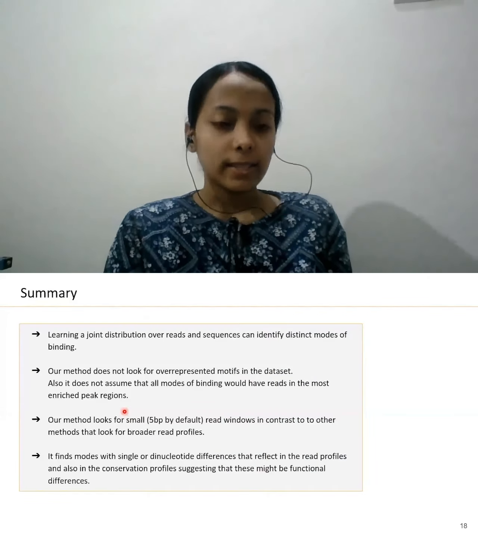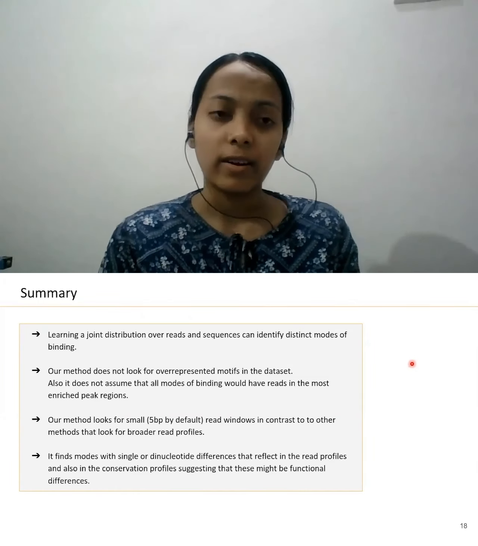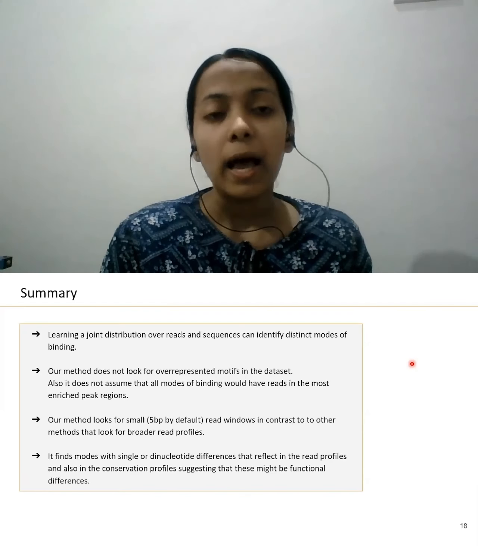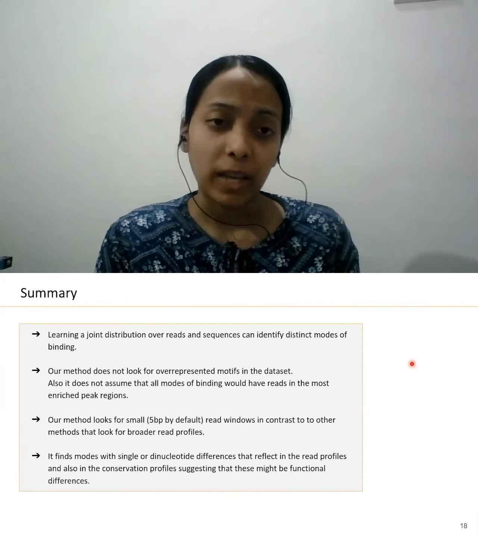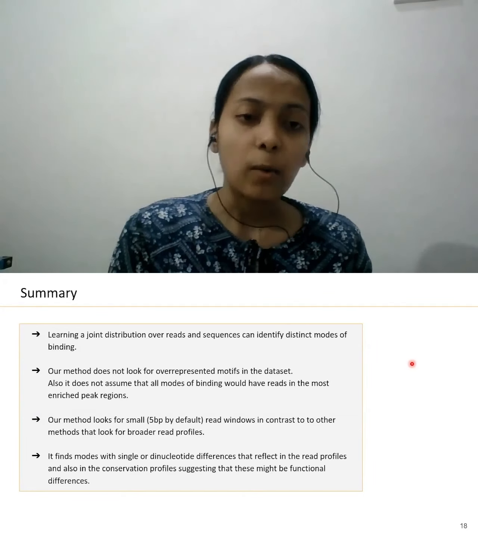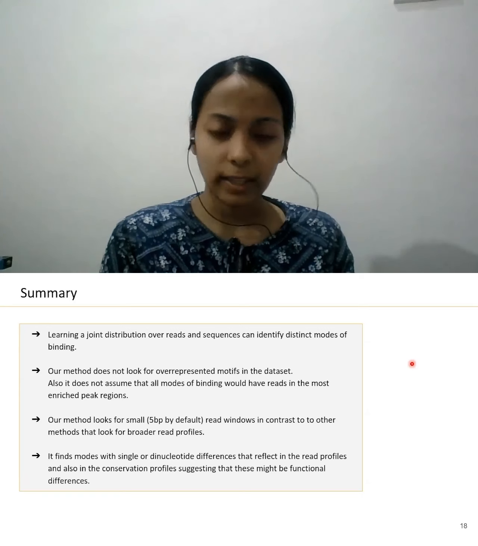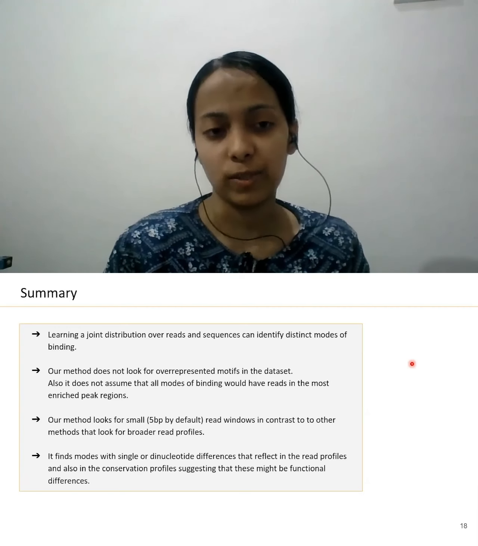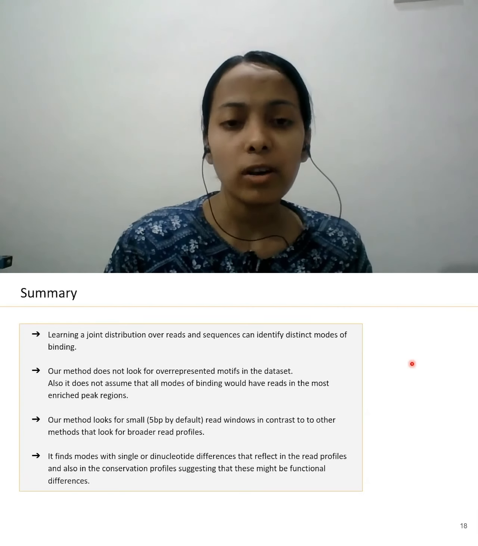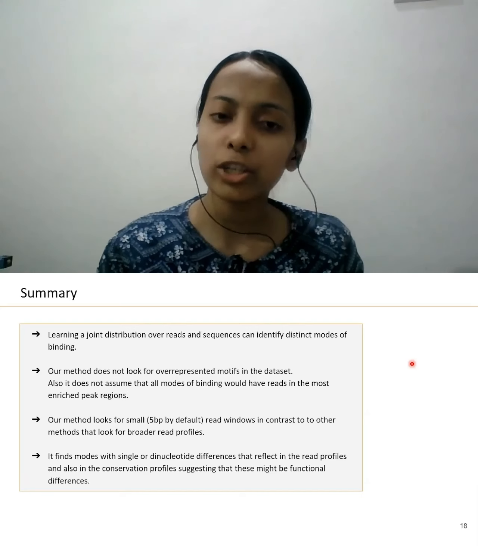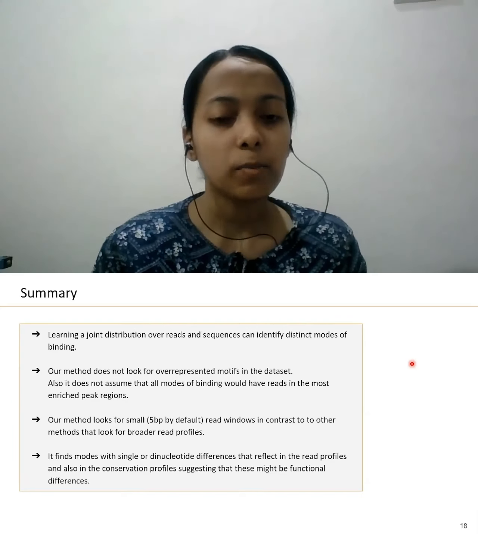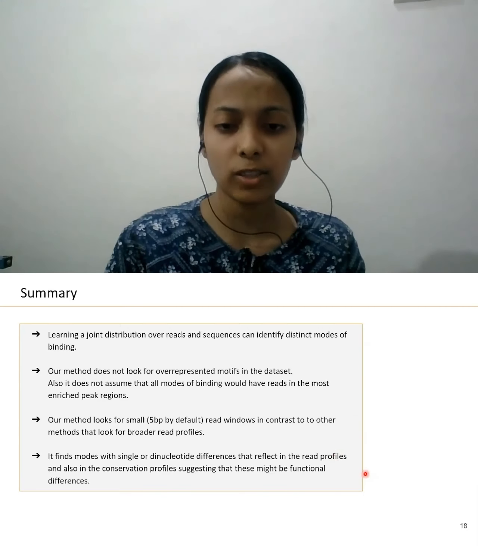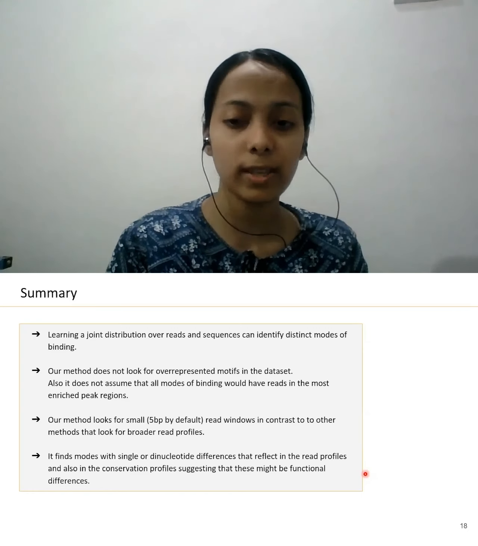Next, we see the summary. Finally, our method learns a joint distribution over reads and sequences and can identify distinct modes of binding. But they can be similar in one aspect, but different in other aspects. Our method does not explicitly look for overrepresented motifs in the dataset, and it also does not assume that all modes would have reads in the most enriched peak regions. So our method really looks for small read windows in contrast to others that look for broader read profiles. So it finds small differences in the motifs that are reflected in the read profiles and also in the conservation profiles, which suggests that these might be functional differences and not just artifacts.